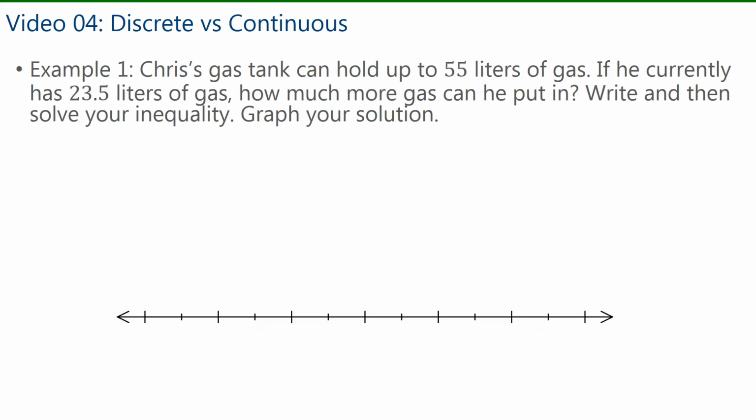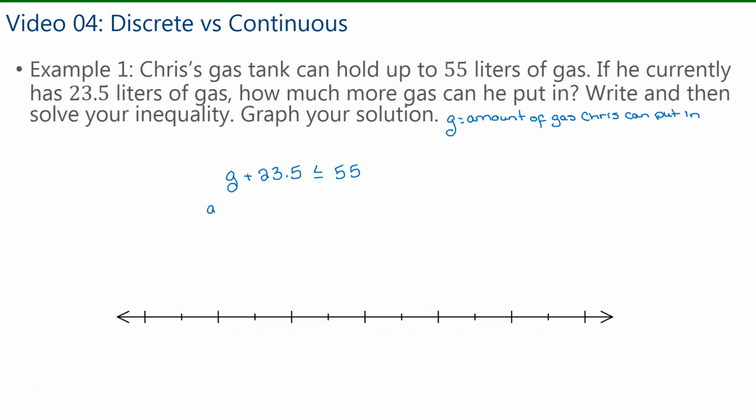So I'm going to start by saying that G is the amount of gas Chris can put in. So the amount of gas that can go in the tank plus the gas that's already in the tank must be less than or equal to 55, because the tank can hold up to 55 liters.